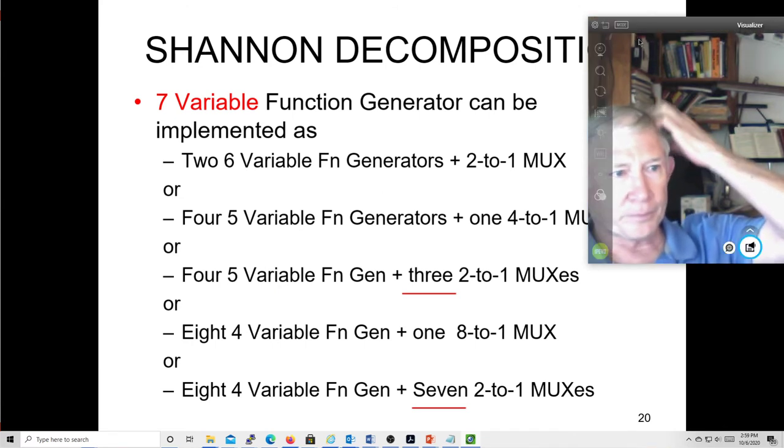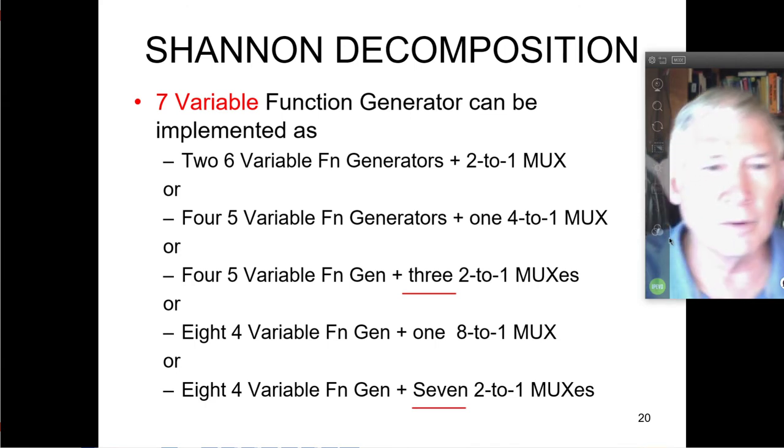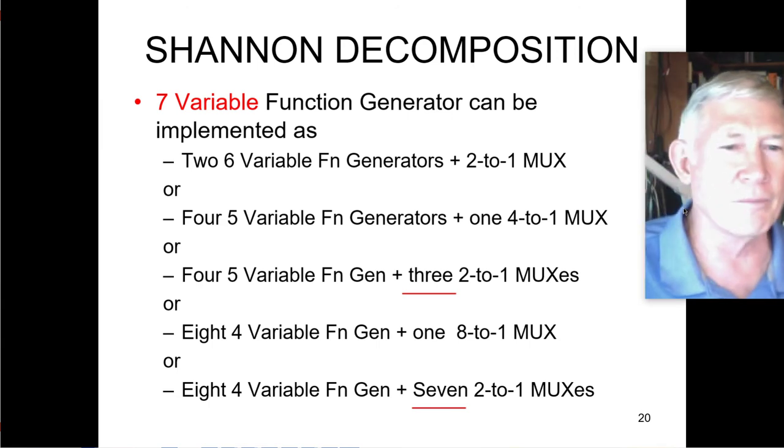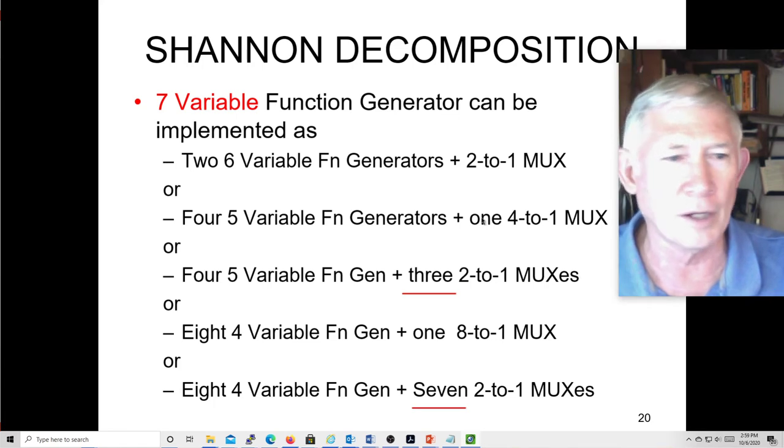All right, what about a seven variable function generator? What does it take to implement that? Well, you can implement it with two sixes and a 2-to-1 mux, or four fives and one 4-to-1 mux, or four fives and three 2-to-1 muxes, or eight fours and one 8-to-1 mux, or eight fours and seven 2-to-1 muxes. So remember how powerful multiplexers are. With some nice generous multiplexers, you can do a lot with LUT fours. But it's certainly nice to have the LUT sixes that we do on our project.